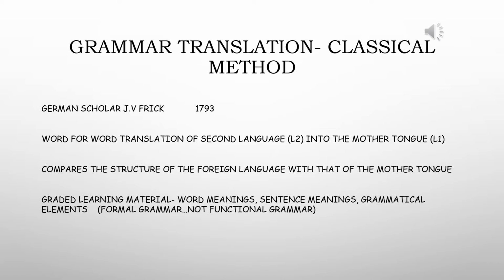Under this method, the meaning of English words, phrases and sentences is taught by means of word-for-word translation into the mother tongue. The structure of the foreign language is best learned when compared and contrasted with that of the mother tongue. The teacher reads a sentence in L2 and translates it word by word into L1 of the learners. The textbook will provide graded learning materials. Word is the teaching unit and not the sentence. Here, formal grammar is taught and not functional grammar.